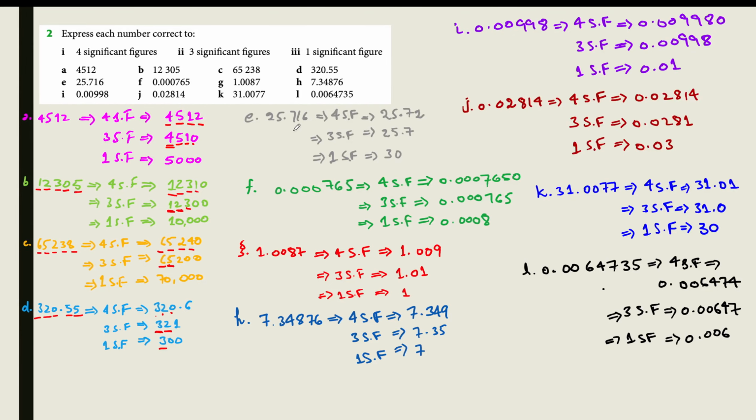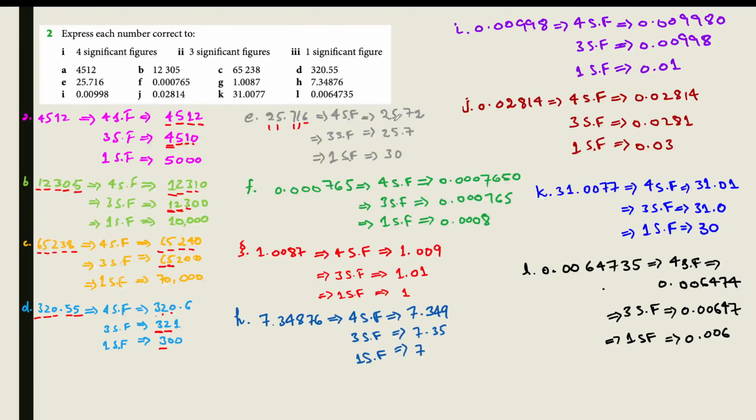Fifth one, the digit is 25.716. If we express it to 4 significant figures, this is the first significant figure, second, third, and fourth. So we keep the first 4, we check the fifth one. This is 6. It means that the fourth significant figure will be rounded up by one number. So it will be 25.72.